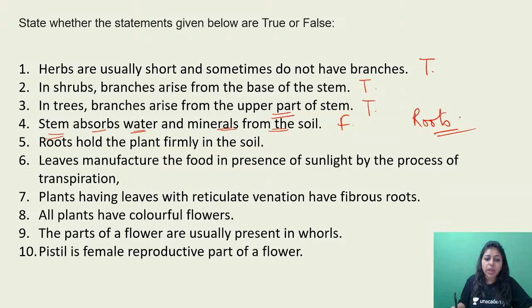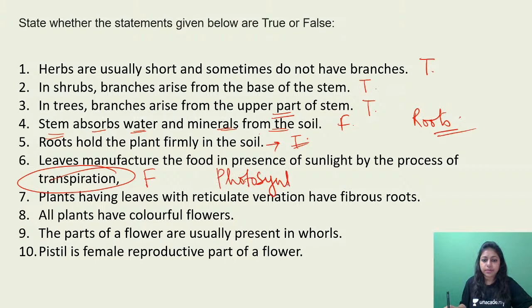Now, if we say roots hold the plant firmly in the soil, this is a true statement. Very good. Keep on answering. Next one: leaves manufacture food in the presence of sunlight by the process of transpiration. Is it true? No, because the process is photosynthesis. Then, plants having leaves with reticulate venation have fibrous roots. Is it? No, it is a false statement because these have tap roots.